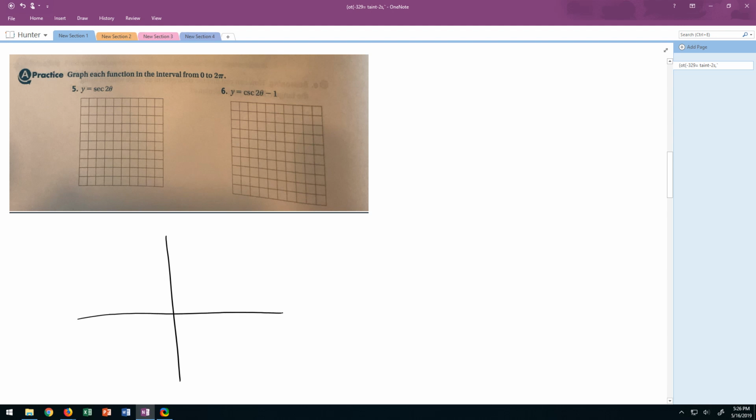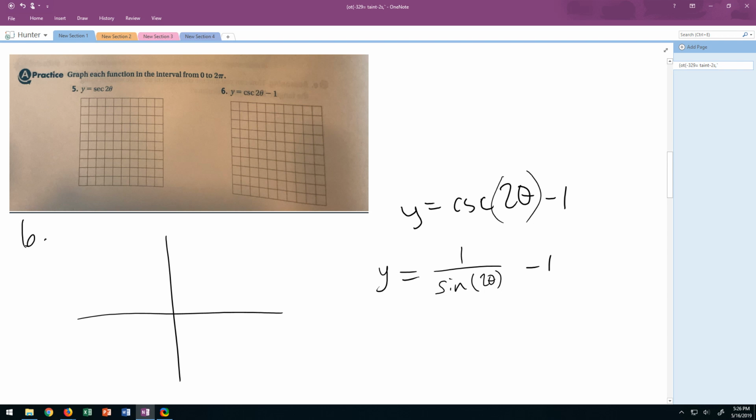Graph each function in the interval from 0 to 2 pi. Number 6. Y equals cosecant 2 theta minus 1. Okay, so the minus 1 is a vertical shift, isn't it? So we'll think about that vertical shift in a second. The cosecant is equal to 1 over the sine of 2 theta. Well, I mean, cosecant of 2 theta is equal to 1 over the sine of 2 theta. And then we have the minus 1 on the outside, don't we? Okay.